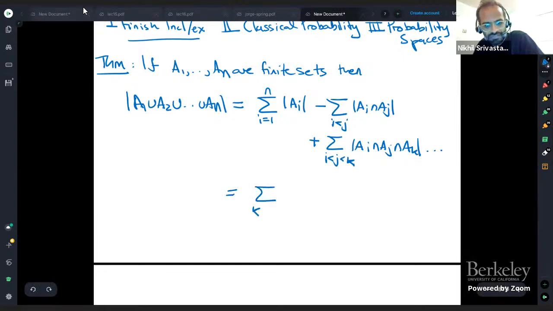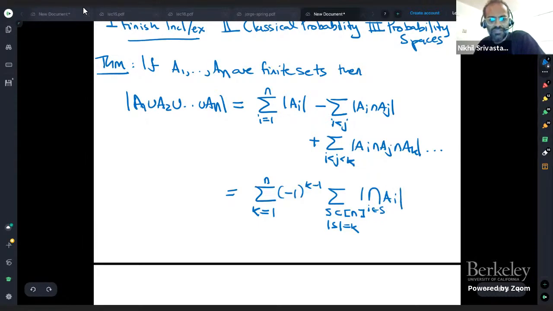And if you were to write this in a single summation formula, you would get this. It's a summation as k goes from 1 to n of this alternating sign, -1 to the k-1, times the sum over all subsets S of indices of size k, and then the intersection of the Ai's for all i in that set of indices S. So I've used a new notation here, which is used a lot in combinatorics and which I'm going to use the rest of the course: [n] just means the set 1 through n, since I'm going to be writing that a lot.